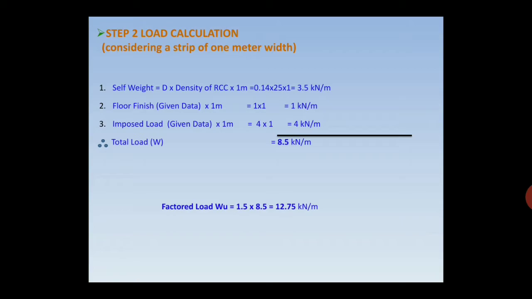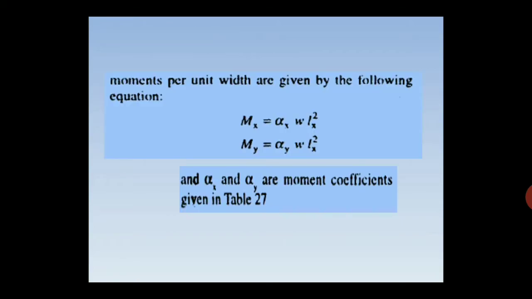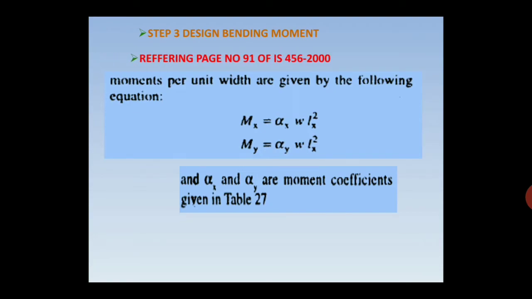So next step is the calculation of bending moment. From here the effect of two-way slab comes into the picture. So let us follow those steps. Design bending moment calculation. For this we will be referring to page number 91 of IS 456-2000. Moments per unit width are given by. So here we are not using the formula. This is one common mistake which most students make during the examination. They use the formula WL square by 8 here. No, those formulas are not required here, as this is a two-way slab design.